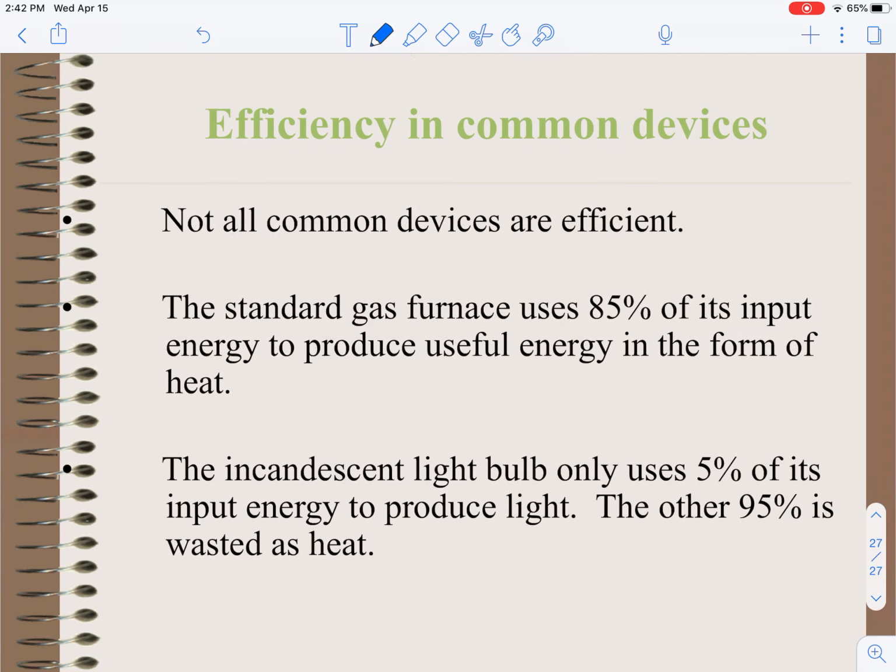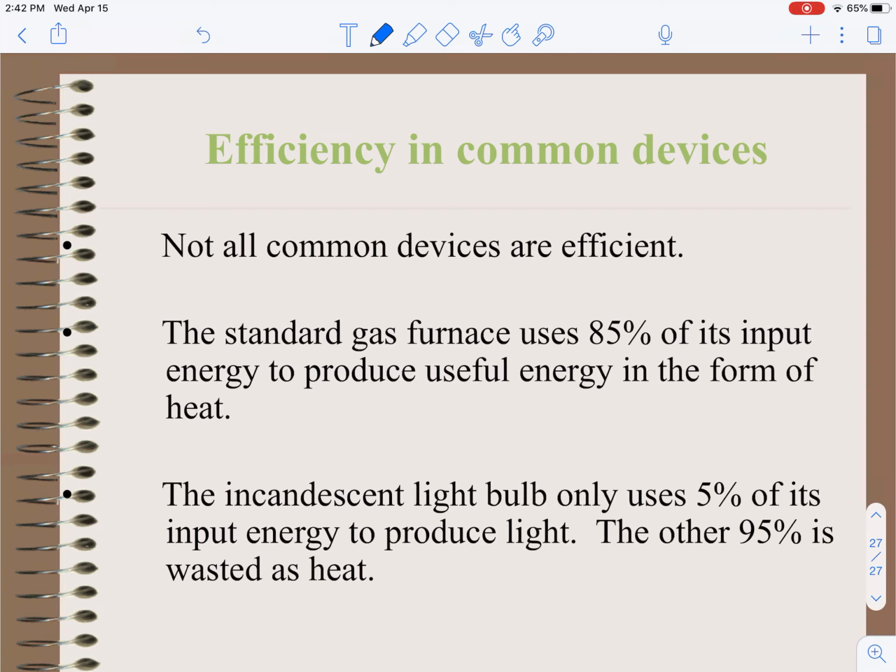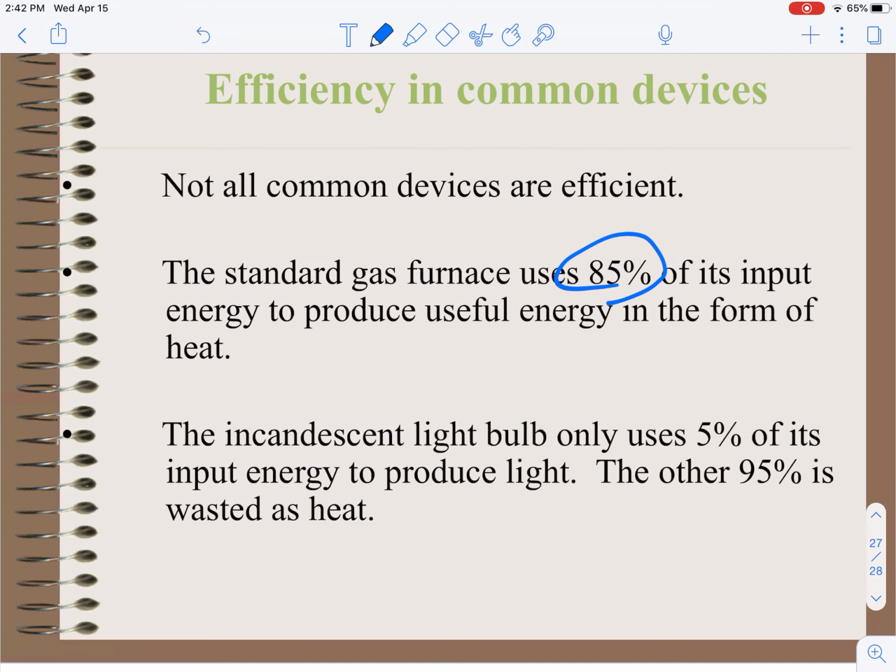And in our last slide here, not all devices are efficient. A furnace might use the gas for 85% of that gas will go into the heat to heat your home, and maybe 15% is lost. However, a regular kind of screw-in incandescent light bulb, you guys are familiar with this, is probably only 5% efficient. So if you're getting it for light, 5% of the electricity going into it is actually going to be turned into light, but 95% of it is actually heat.